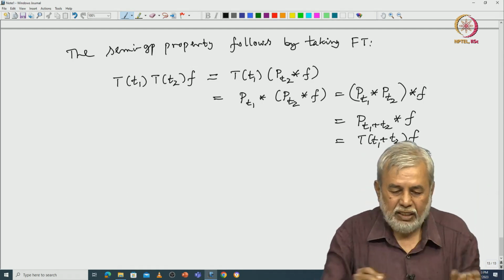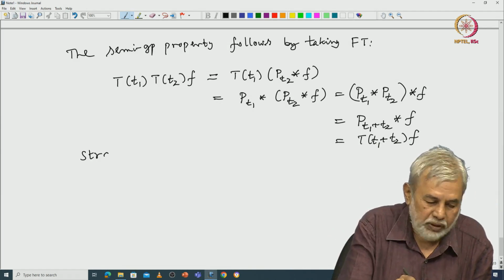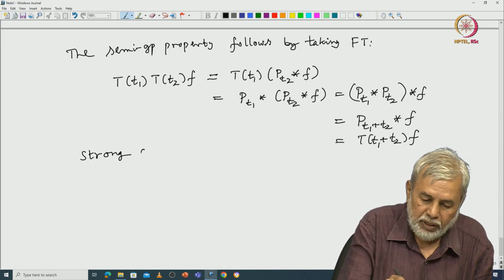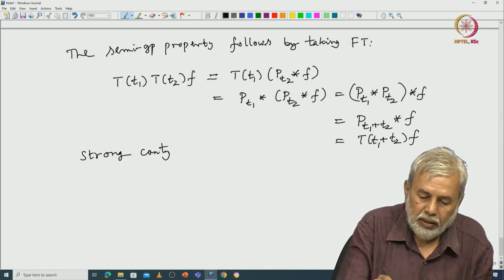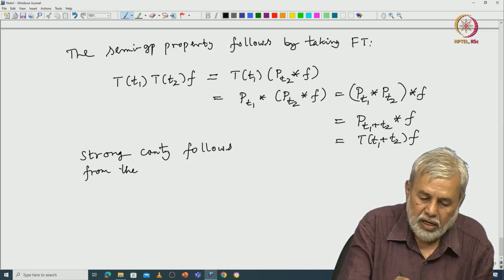So, again for the strong continuity, you use strong continuity. It follows. Of course, you have to work it out. I simply say it follows from the continuity in the norm.